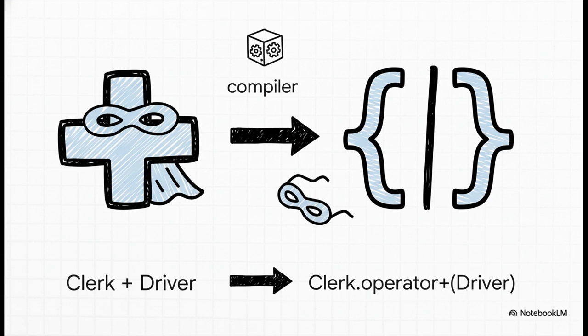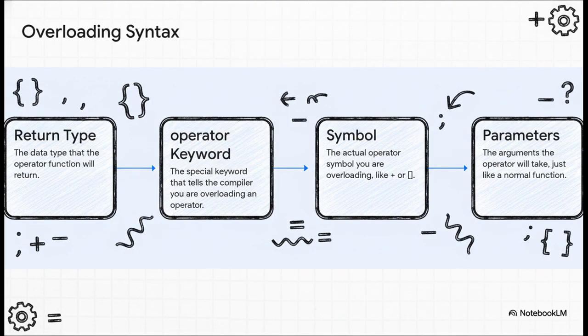We're not hacking the language at all. We're just writing special functions that C++ knows how to call in this really elegant, readable way. And writing one of these functions looks almost exactly like writing any other function. You've got your return type, then you have the special operator keyword. You tell it which symbol you're overloading, like the plus sign, and then you give it the parameters it needs. This is the blueprint we give C++ to teach it a new skill.